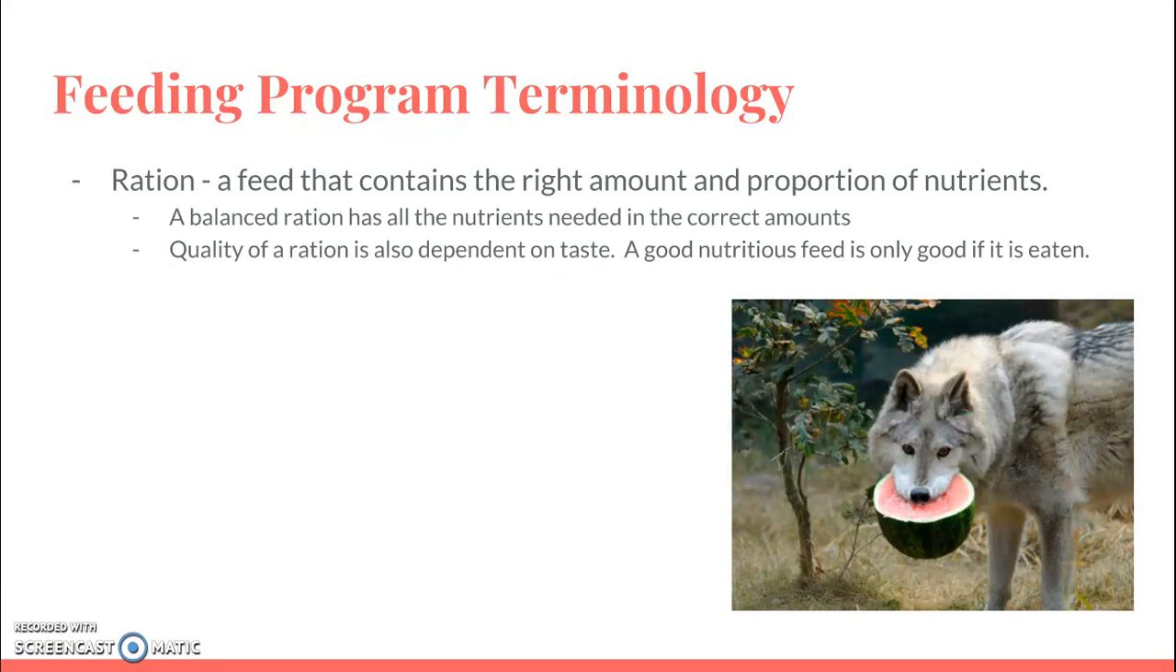So a ration. So this is a term that refers to a feed that contains the right amount and proportion of nutrients. So a balanced ration has all the nutrients needed in the correct amounts, and this is based on the function that the animal is serving. A quality ration is also dependent upon taste. Kind of already talked about this a little bit, but a good nutritious feed doesn't do the animal good if it isn't eaten. You need to make sure that the animal actually consumes the food in order to gain the nutrients from it.